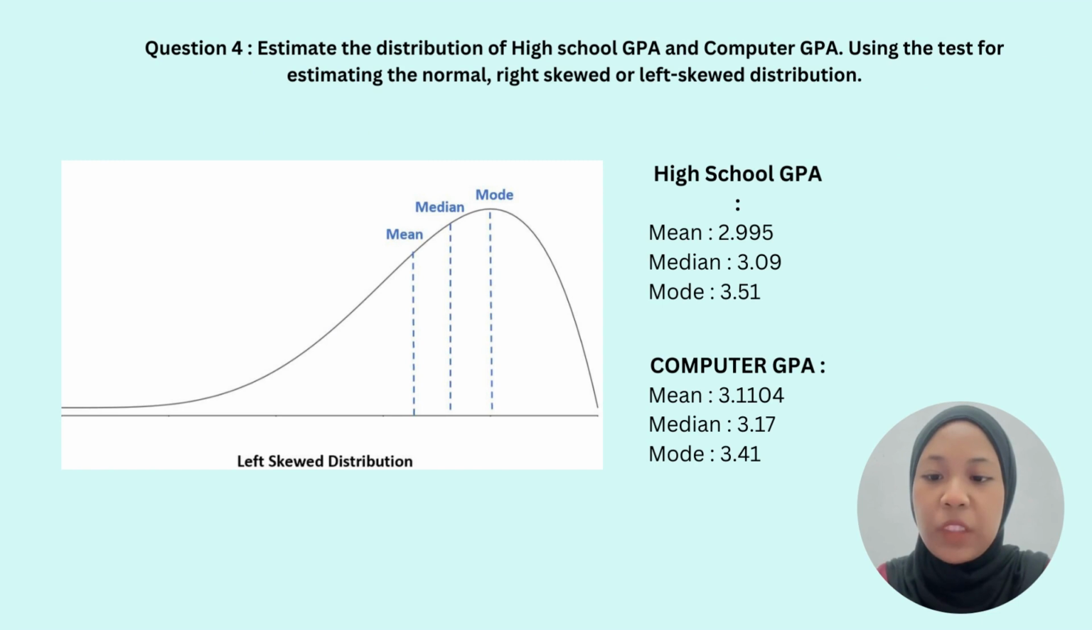Shown is the distribution of high school GPA and computer GPA. Since the skewness is negative, we can say that the distribution of high school GPA and computer GPA is slightly skewed left.